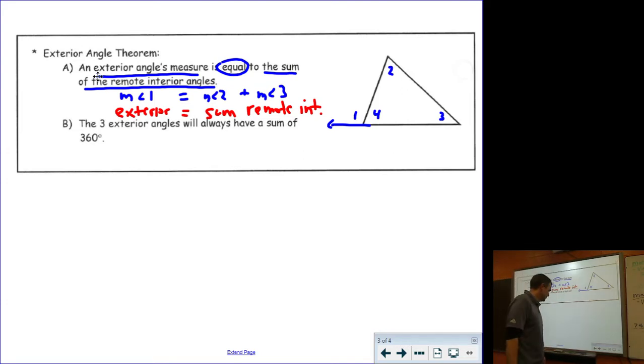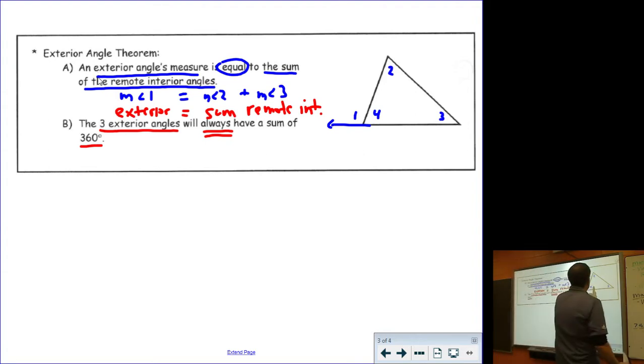And then we have one more rule, and it's this. The three exterior angles will always have a sum of 360 degrees. That's true no matter what shape you have. If you add all the exterior angles together, they always add up to 360. Whether it's a triangle, a pentagon, a hexagon, one exterior angle at each vertex will always add up to 360 for the figure. So that would look something like this.